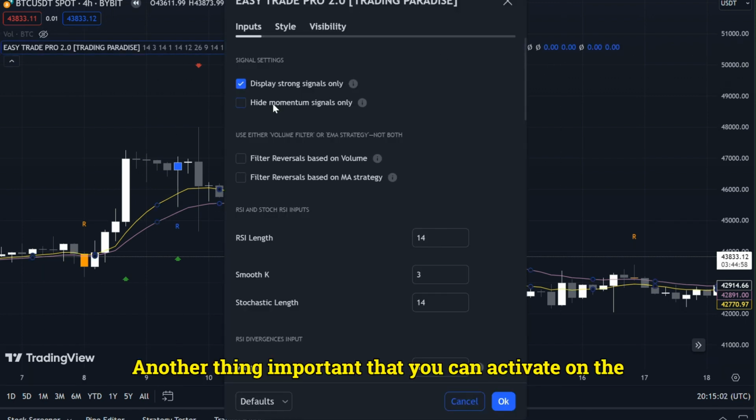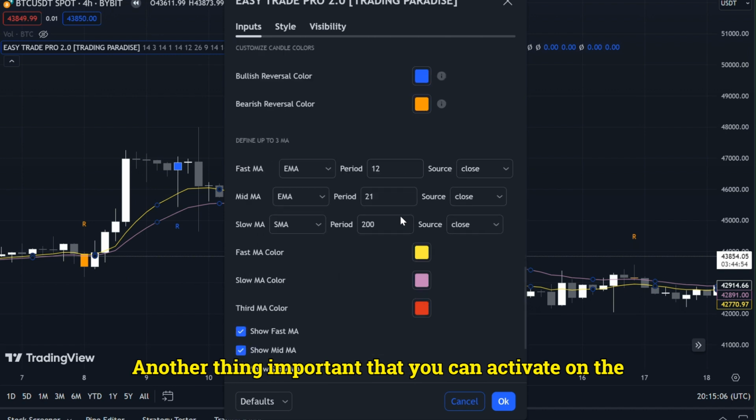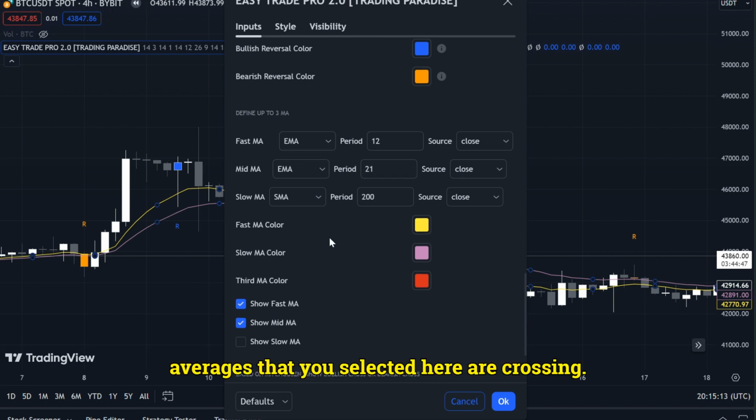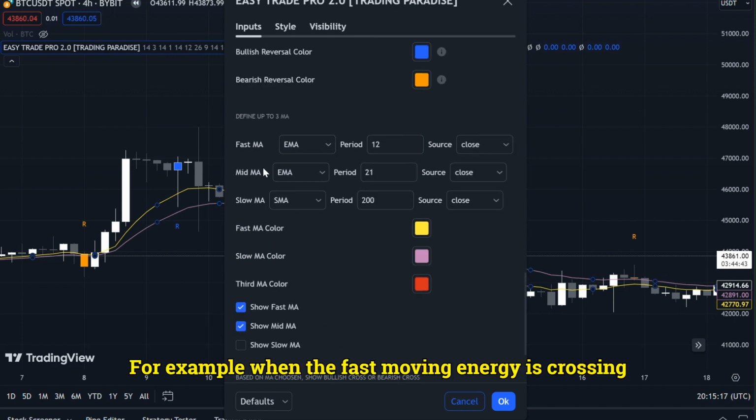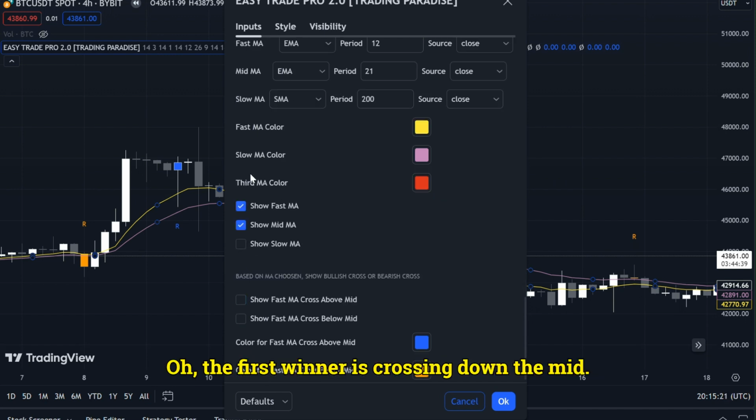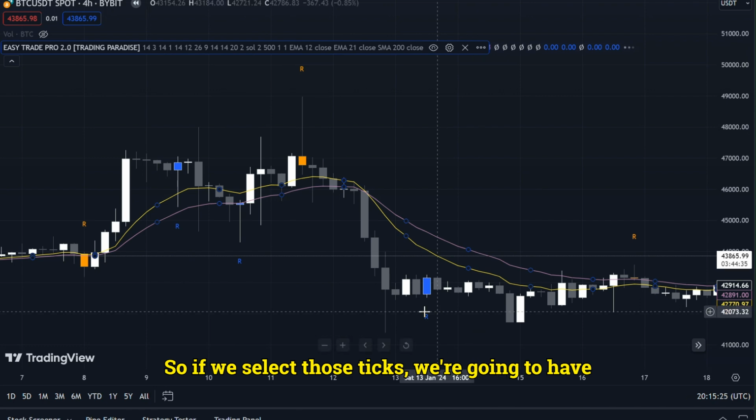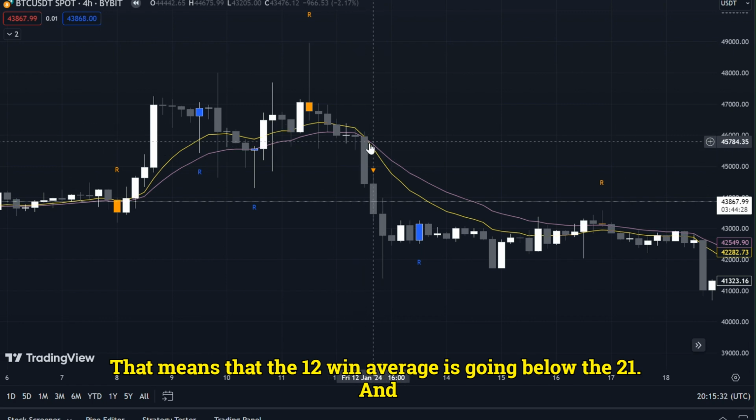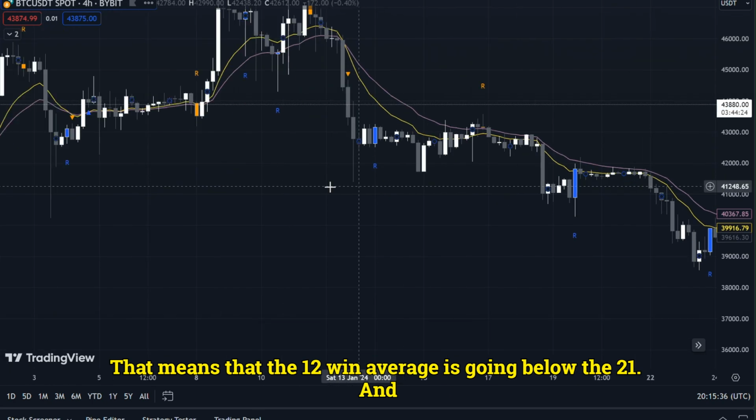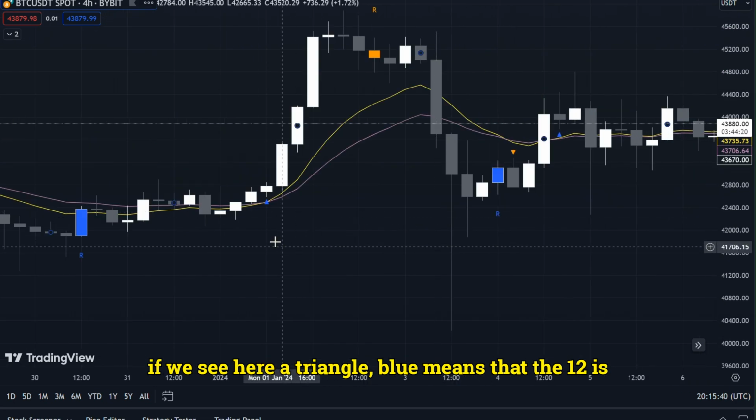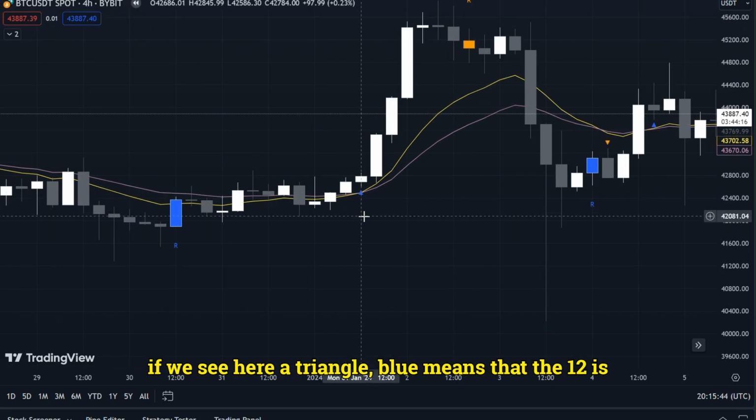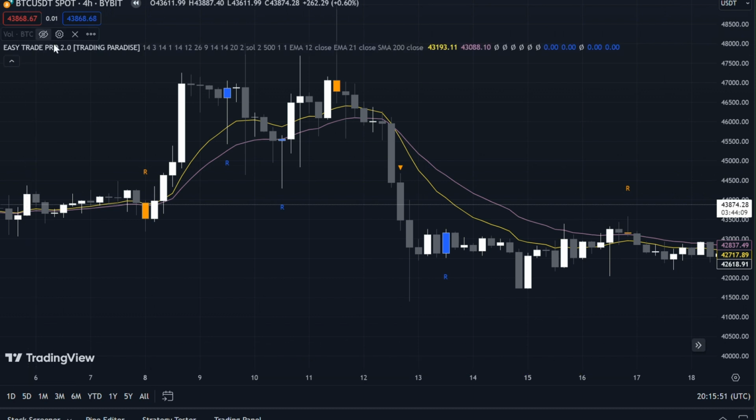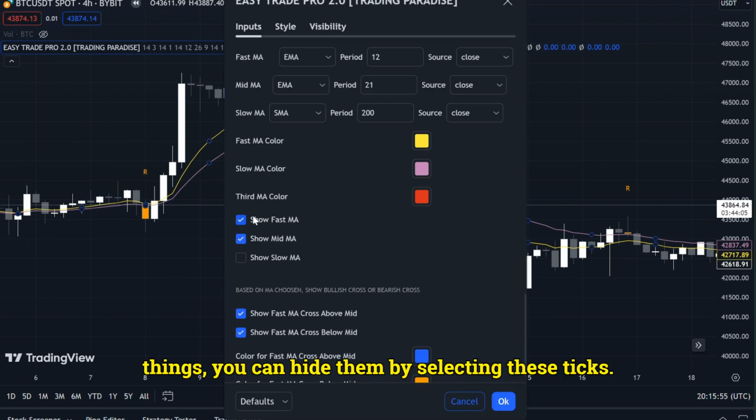Another important thing that you can activate on the chart as a plot is to show when the moving averages that you selected here are crossing. For example, when the fast moving average is crossing up, or the fast moving average is crossing down the mid. So if we select those ticks, we're gonna have small arrows on the chart. That means that the 12 moving average is going below the 21, and if we see here a blue triangle, it means that the 12 is crossing up the 21 EMA. Again, those plots, those signals, you can hide them by selecting these ticks, okay?